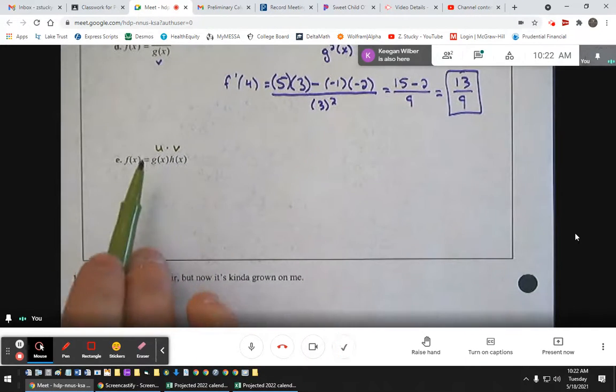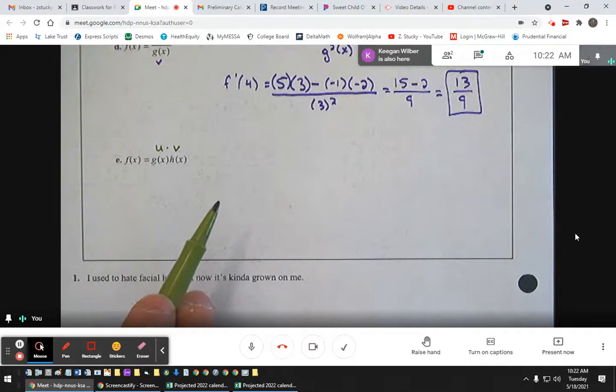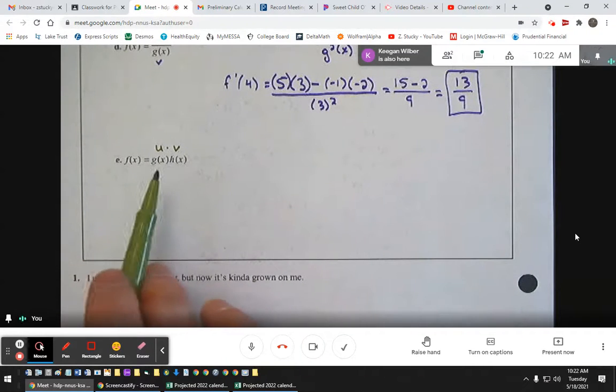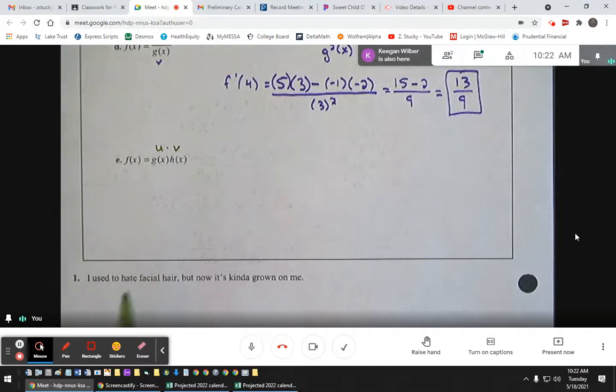Now, I wish it was just G prime, H prime. My life would be a lot easier. I deal with this a lot more than you do. Unfortunately, it doesn't work that way. So I have to follow the product rule.